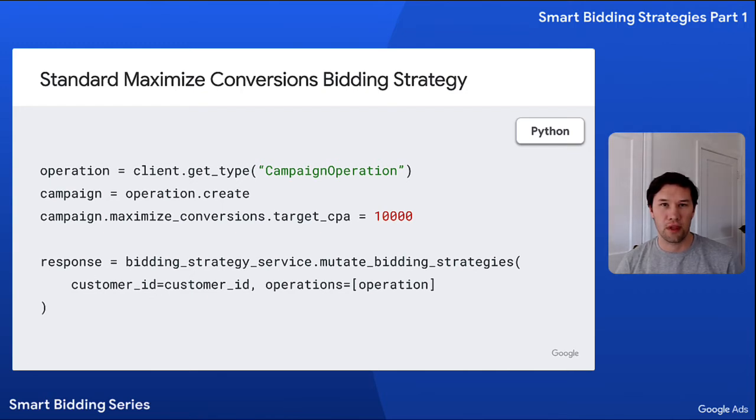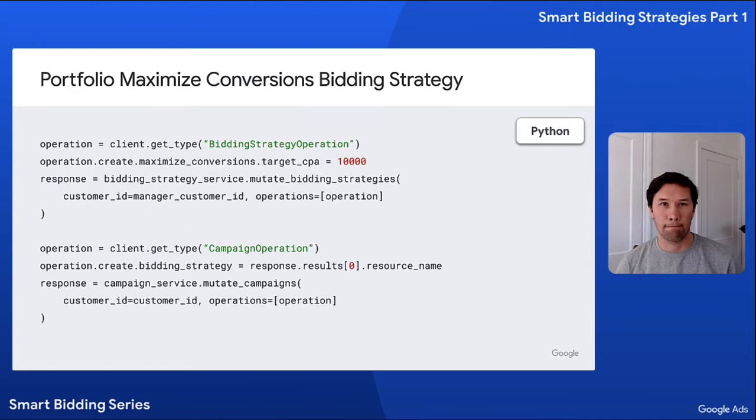Now, here's how we would set up a campaign to maximize conversions with a standard bidding strategy type. Since this is a standard bidding strategy, you'll notice that we are configuring it directly on the campaign instance and issuing a single mutate operation for the campaign. And here's how we would set up the same bidding strategy across multiple campaigns using a portfolio strategy. Notice that this requires at least 2 mutate operations, one to create the bidding strategy, and one for each campaign that we want to assign it to.